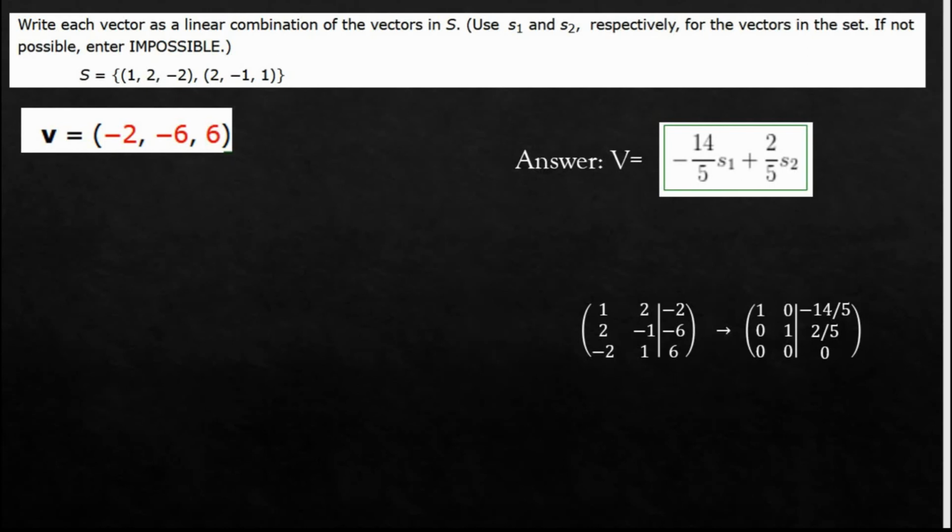A word on the linear combination. Since we've talked about it before, let's just go ahead and look at it. Here we want to be able to determine whether or not this vector V can be written as a linear combination of the vectors in S. S contains S1 and S2.